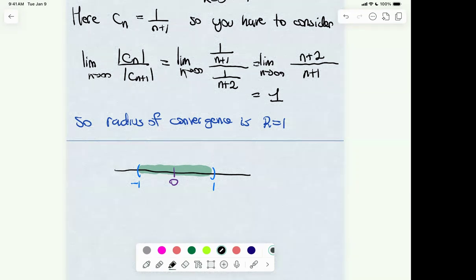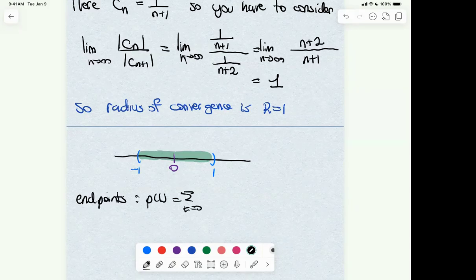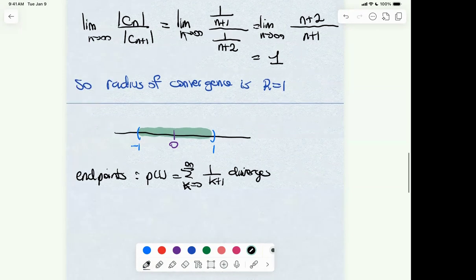But thankfully, we did that a few minutes ago, right? That's the first thing I wrote today. So at the endpoints, where the test is agnostic, you check separately. We had already seen that P of 1, which is the sum from k equals 0 to infinity of 1/k+1, diverges. And P of -1, which is the sum from k equals 0 to infinity of (-1)^k/(k+1), converges.